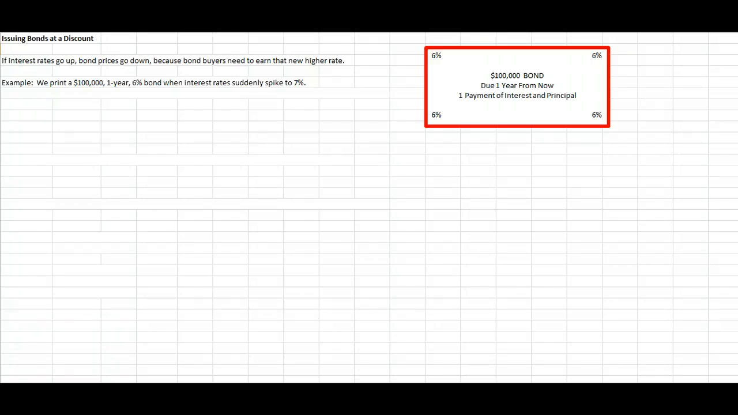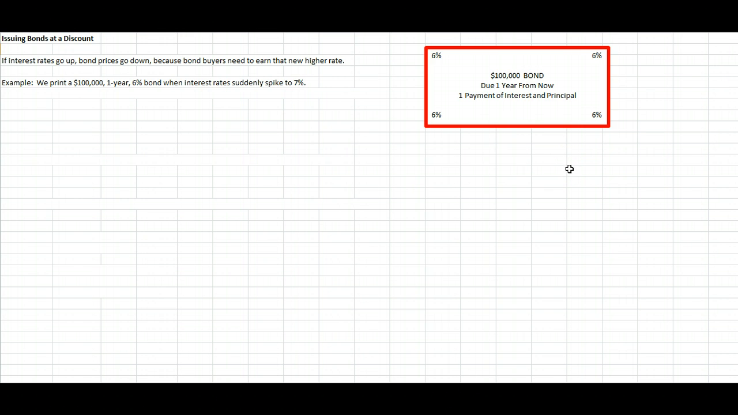Let's do two simple examples of issuing bonds at a discount. If interest rates go up, bond prices go down because bond buyers need to earn that new higher rate of interest. That is the market rate. So for example, if we print up a $100,000 bond with a 6% interest rate and we have just one payment due 1 year from now for interest and principal, that's $106,000.